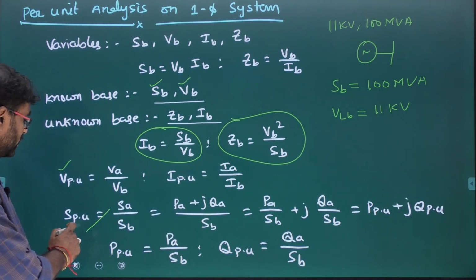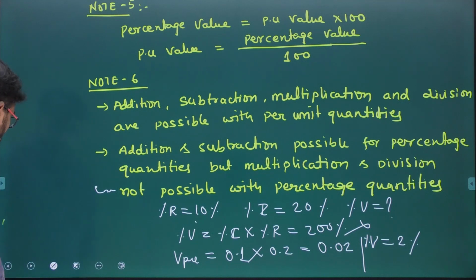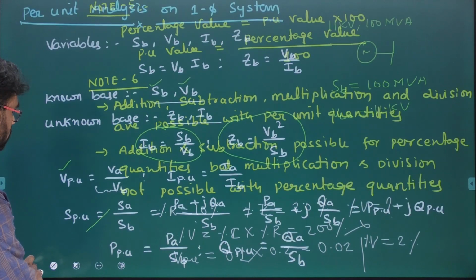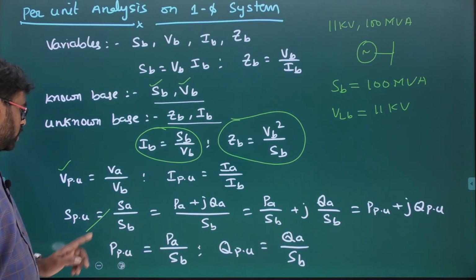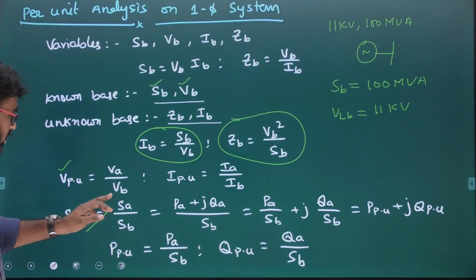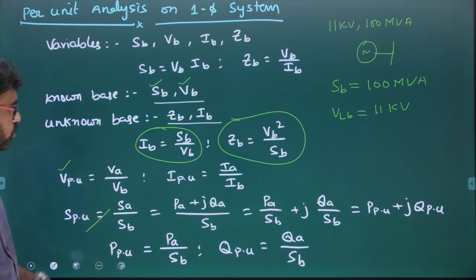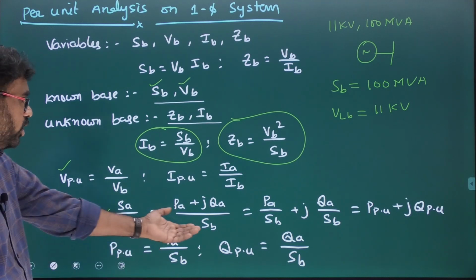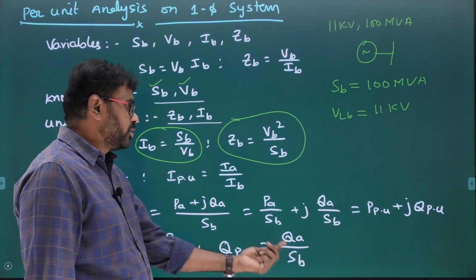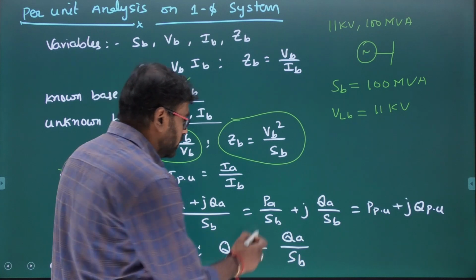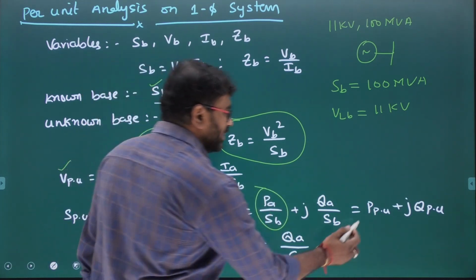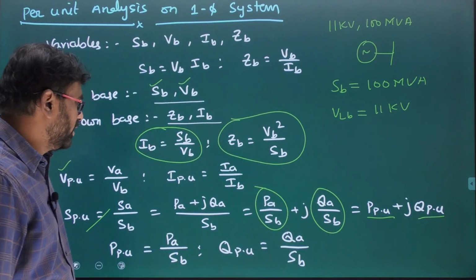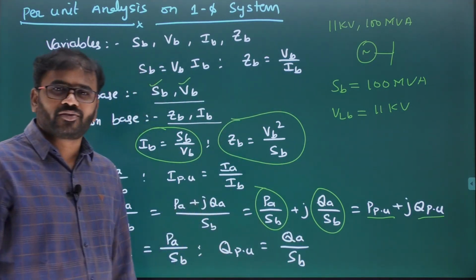But what is complex power in per unit? The complex power in per unit is S actual by S base. But what is S actual? P actual plus j times the Q actual. And S base is only magnitude. I can divide like this: P actual by S base, plus j times the Q actual by S base. Now this is nothing but P per unit, and this is nothing but Q per unit. So what you can understand here, there is no concept of P base.